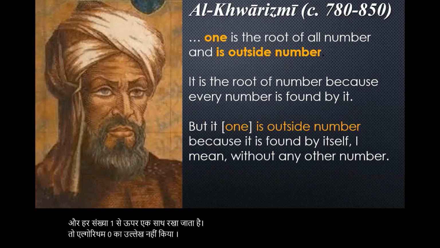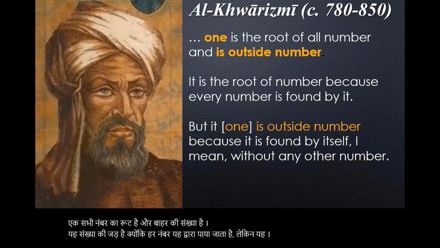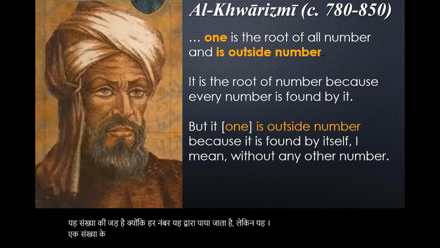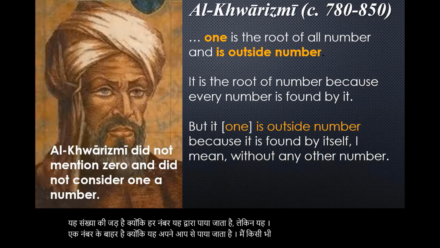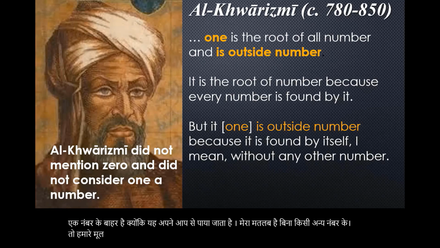1 is the root of all number and is outside number. It is the root of number because every number is found by it. But it, 1, is outside number because it is found by itself, without any other number. So Al-Khwarizmi did not mention 0 and did not consider 1 a number.